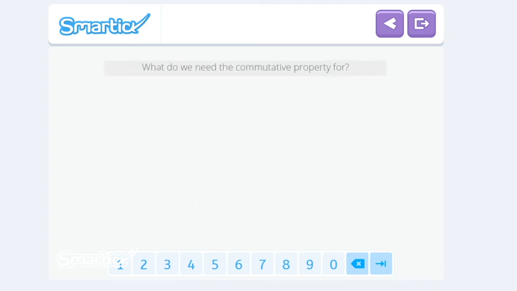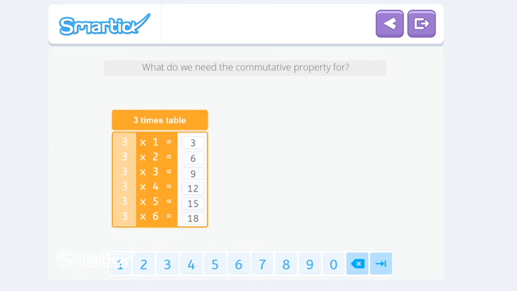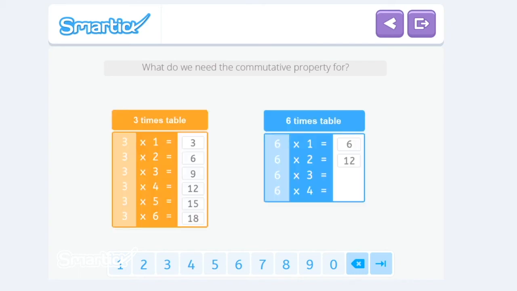But what do we need the commutative property for? Well, so we only have to learn half of the multiplication tables. If you know your 3 times tables, but you haven't learned your 6 times tables yet, do you know what 6 multiplied by 3 is? Of course! Because 6 multiplied by 3 is equal to 3 multiplied by 6.